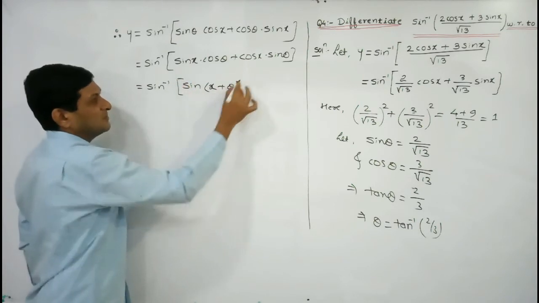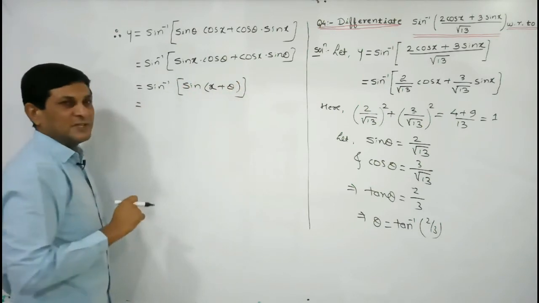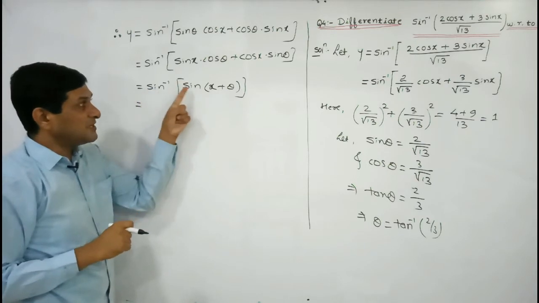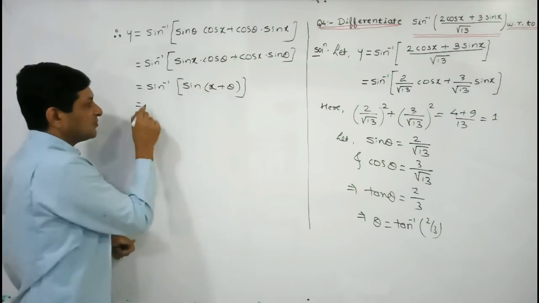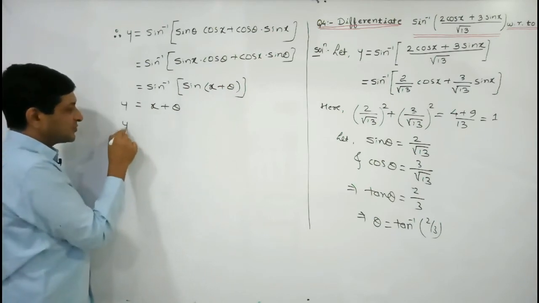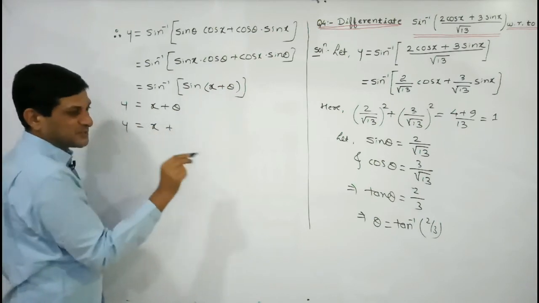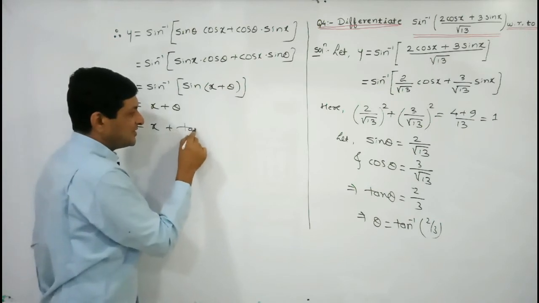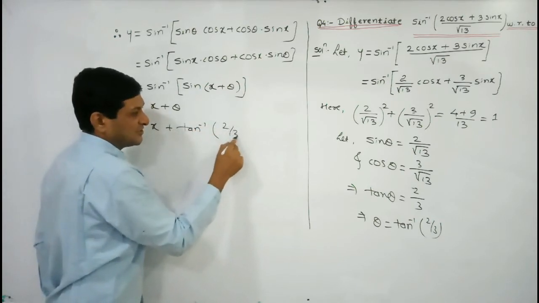Theta. So now according to our property of inverse trigonometric function, sin inverse and sin will get eliminated. What is the remaining term? x plus theta. So this is the value of y. So y is equal to x plus theta. Theta is what here? Tan inverse of 2 by 3.